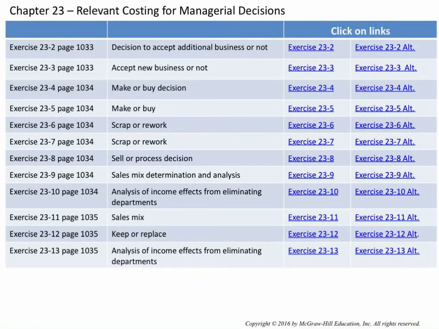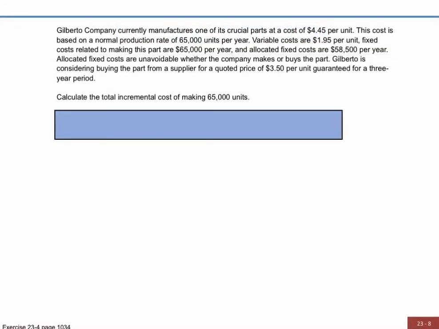And then the last expense we'll look at is going to be one of these managerial decisions. And specifically, the one we're looking at is whether or not to make the product ourselves. So we've got some information on our company here manufacturing a crucial part, and we've got a cost of $4.45 for that. We've got 65,000 units per year is what we typically would have for production. But what we're going to want to do is look at how much of that is variable cost and how much of that is fixed cost. Here we have $1.95 as the variable cost, fixed cost is going to be 65,000. And we're going to have allocated fixed costs of 58,500 per year.